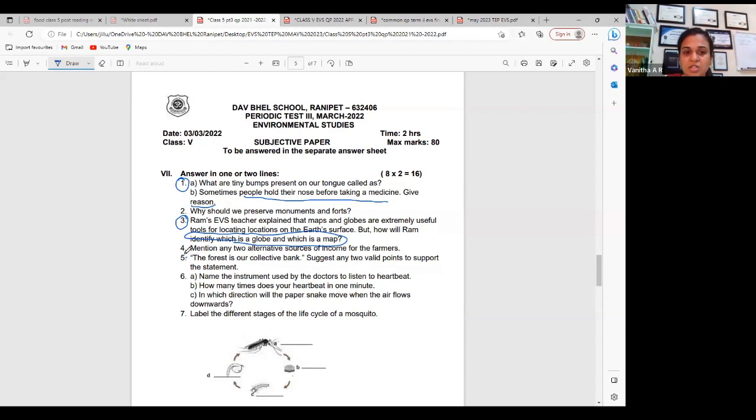And then teachers, if you see this 5th point, there is a statement: The forest is our collective bank. Such statements can also be given, and justify by giving 2 reasons. Whenever you frame a question, how many points do you expect? If you tell them, that will be very relevant. This is a 2-mark question, so I expect 2 points. Sometimes you don't tell them how many points to write. For example, what are the uses of water? How many points do you expect? So please mention, maybe in brackets, write any 2 points or 3 points or whatever it is. What is your expectation?